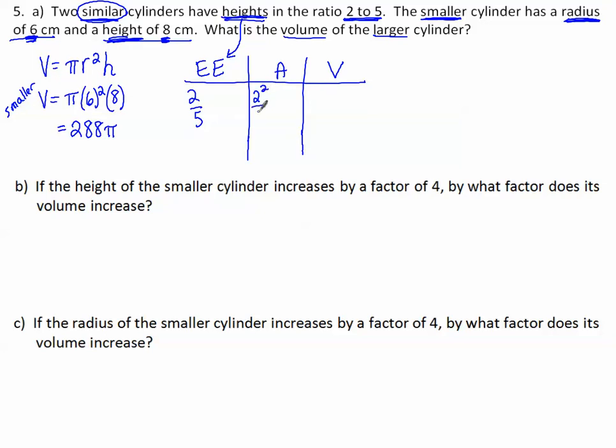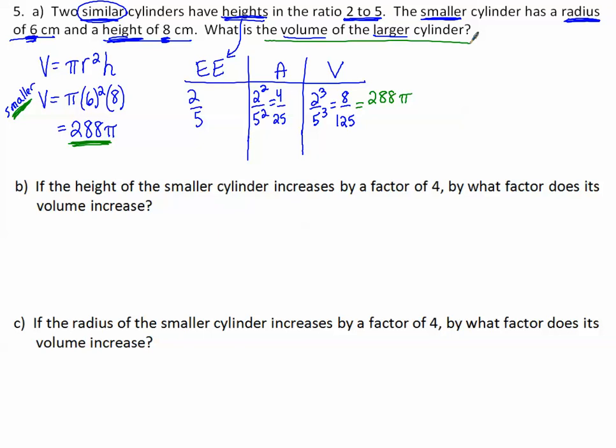Squaring it if it's area, or cubing it if it's volume. So if I need to use the area, 2 squared is 4, 5 squared is 25. If I need to use volume, 2 cubed is 8, 5 cubed is 125. Now, they gave us information to find the volume of the smaller. The smaller has a volume that's 288 pi. So over here in the volume, I put the 288 pi where the smaller number is, on top.